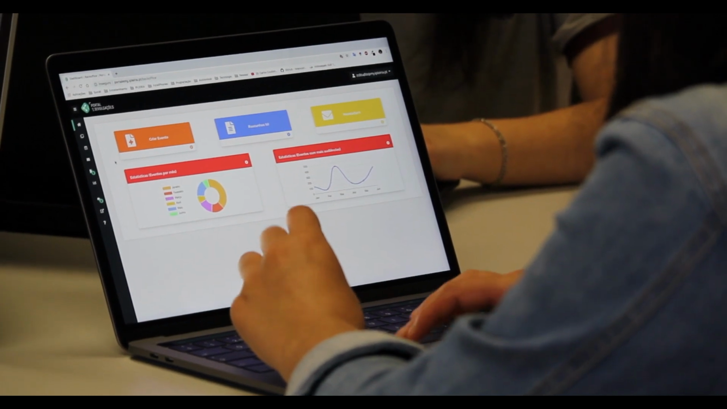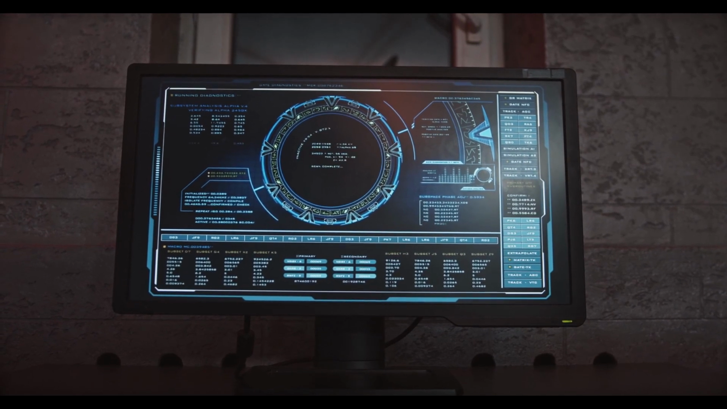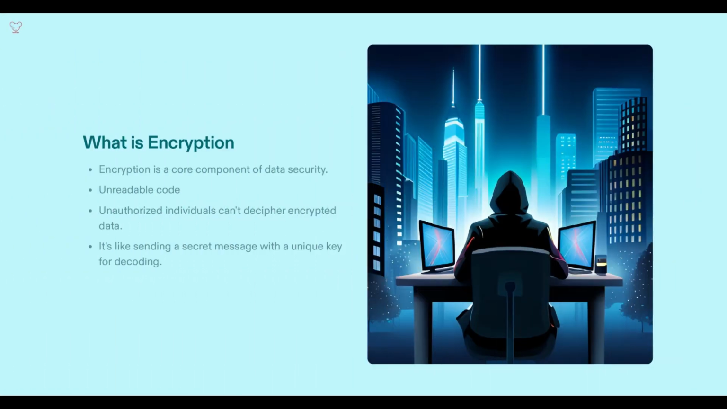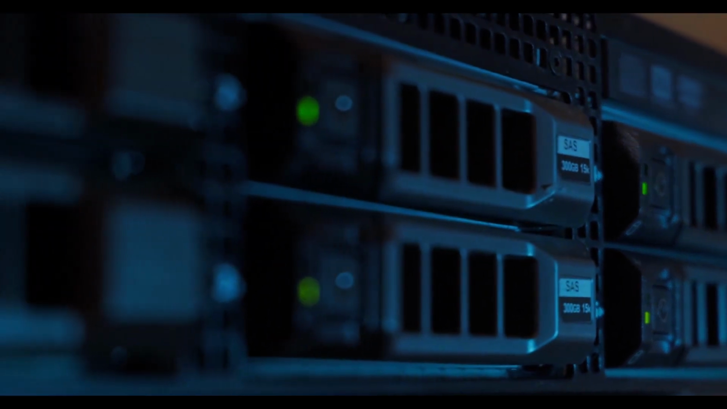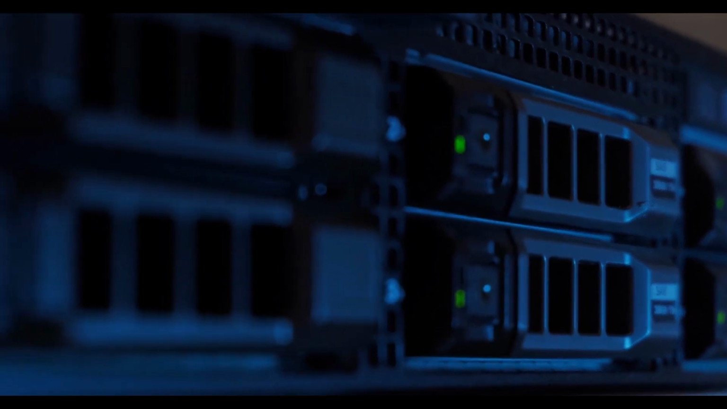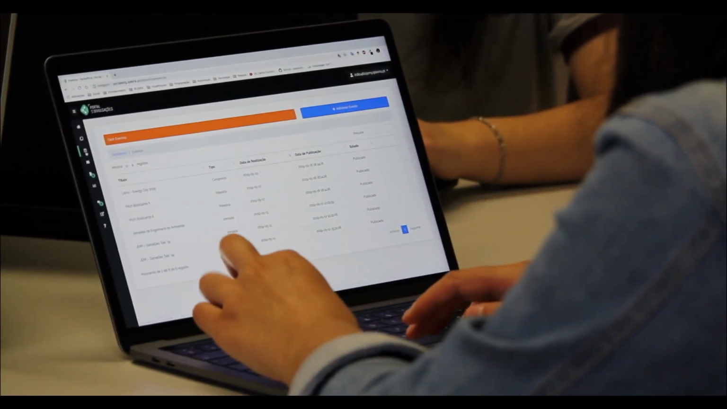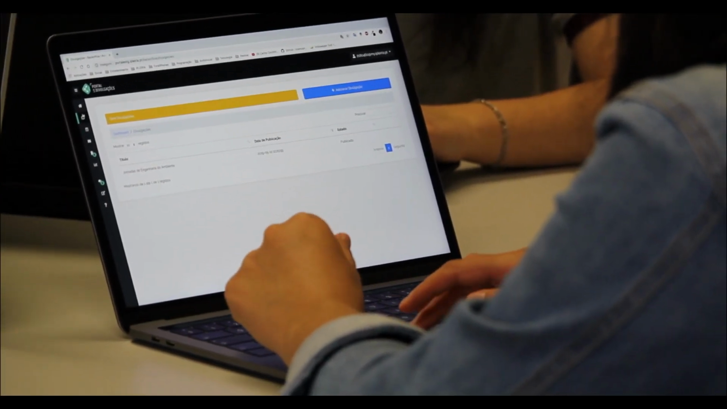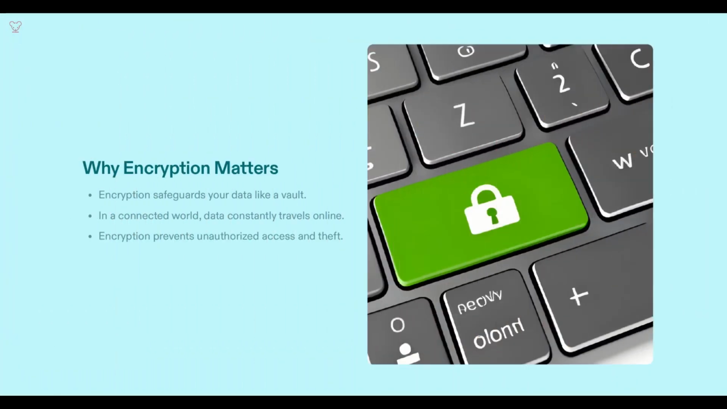In this episode, we'll explore what encryption is, why it matters, its different types, and how it's used in our daily lives. At its core, encryption is a sophisticated method that transforms data into an unreadable format using complex algorithms. Think of it as sending a message in an intricate code that only the intended recipient possesses the key to decipher. This process ensures that even if unauthorized individuals intercept the data, they're left with gibberish, unable to make any sense of it.